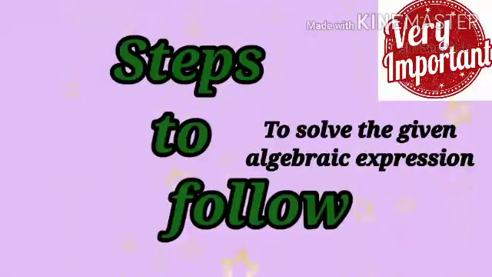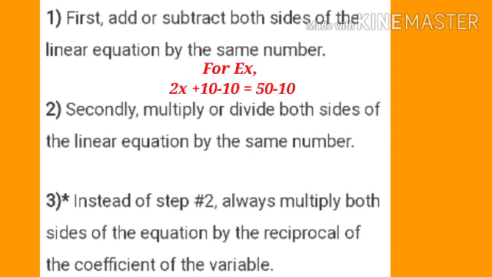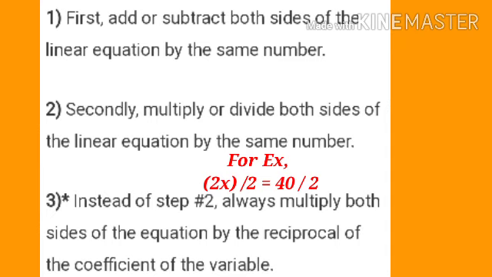Steps to follow. First, add or subtract both sides of the linear equation by the same number. Secondly, multiply or divide both sides of the linear equation by the same number. Instead of step 2, always multiply both sides of the equation by the reciprocal of the coefficient of the variable.